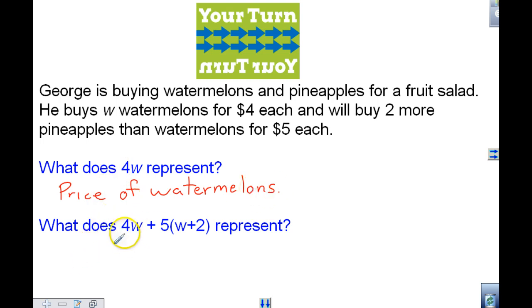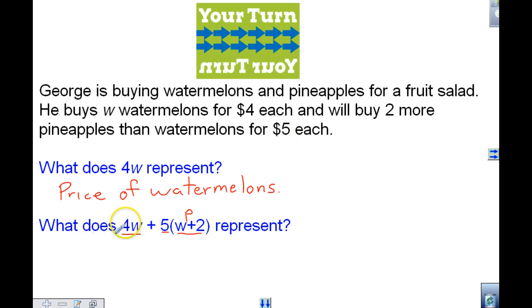Okay. So we know 4W is the price of watermelons. What does W plus 2 stand for? What does that represent? Well, what is it? 2 more pineapples than watermelon? Yeah. That's 2 more pineapples than watermelon. So we know that W plus 2 stands for how many pineapples we're going to get. And then 5 times that, again, is the cost.